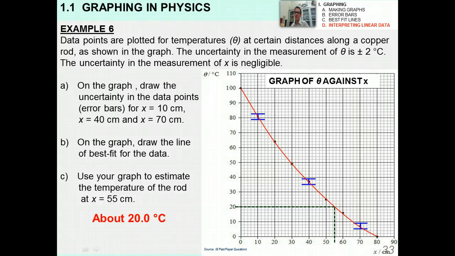Okay, and again, you might get a slightly different value. You might get 20.1, 19.5, something like that. 21. I don't know what you would get, depending on your best fit line. We may all draw them slightly differently, but you would get something in the ballpark of 20.